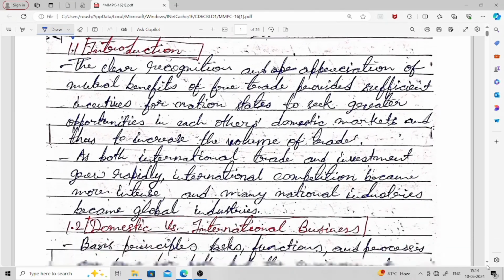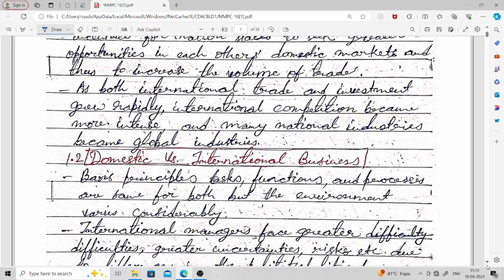As both international trade and investment grew rapidly, international competition became more intense and many national industries became global industries. So that's here. It means many national industries became global industries.